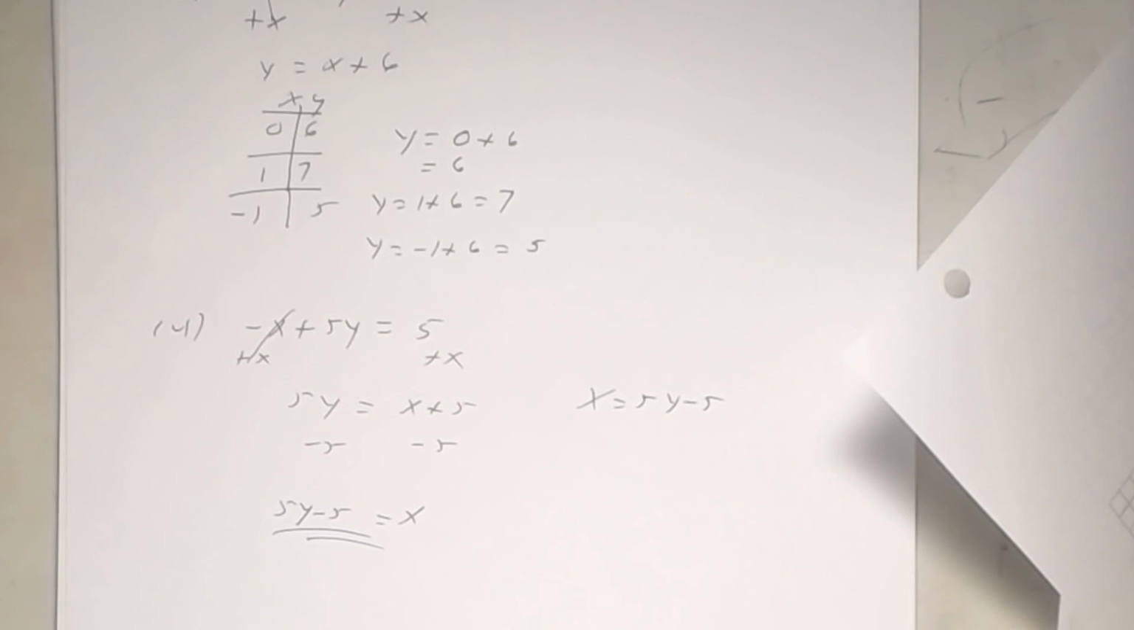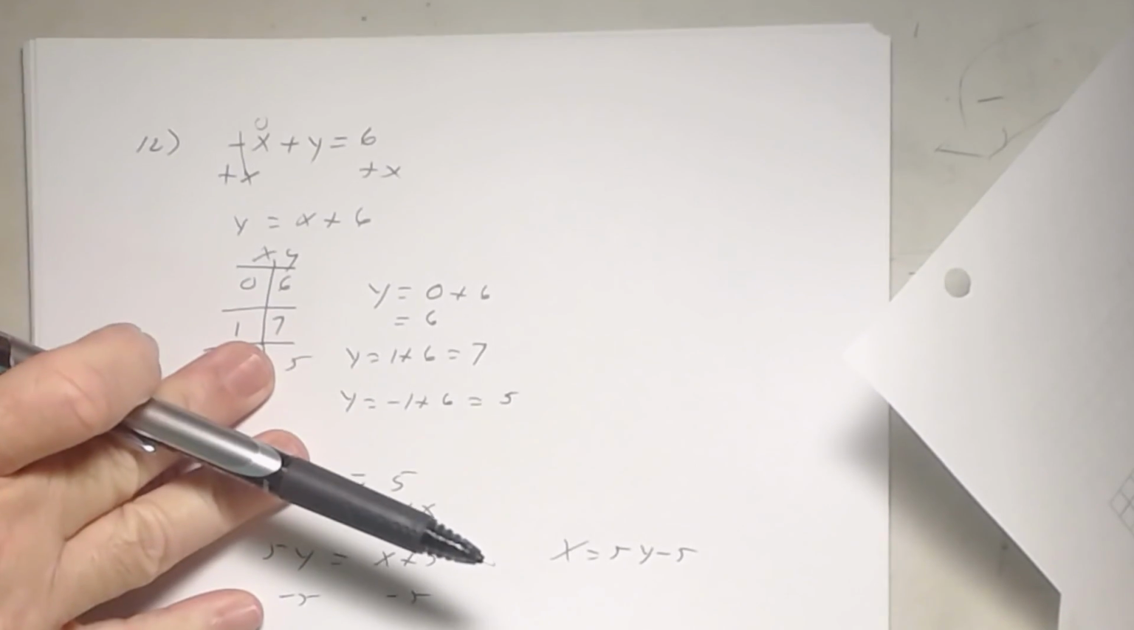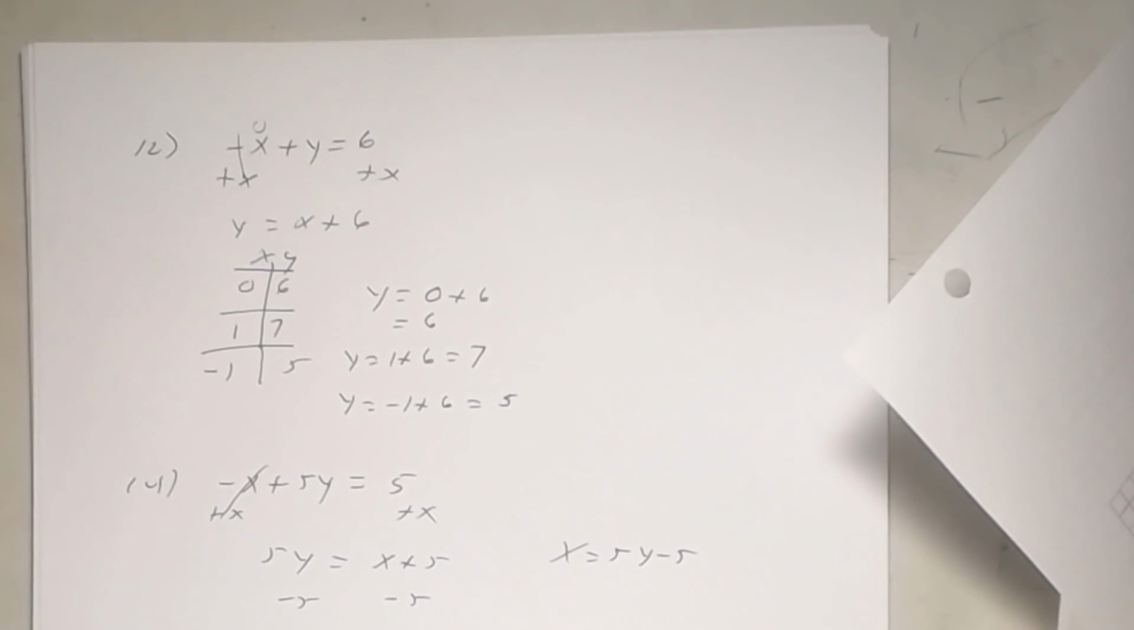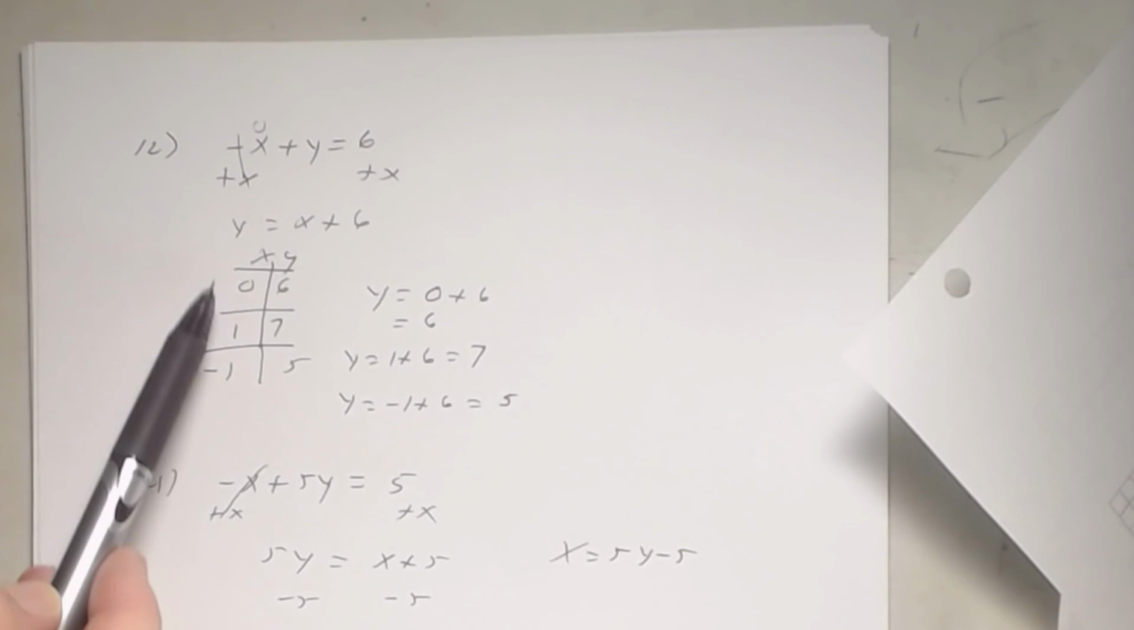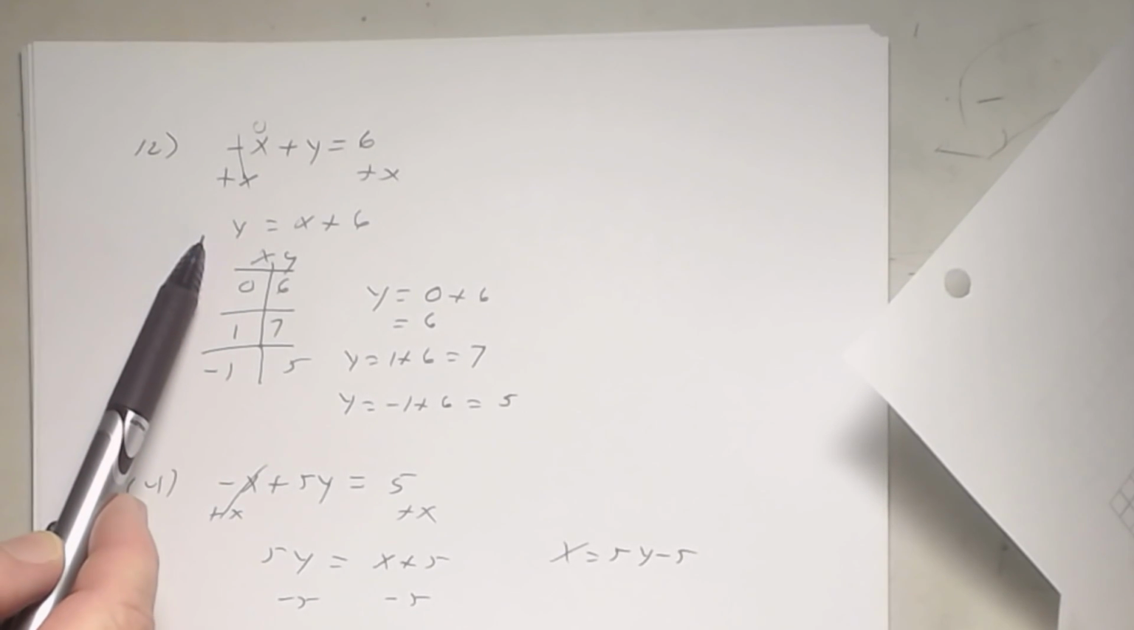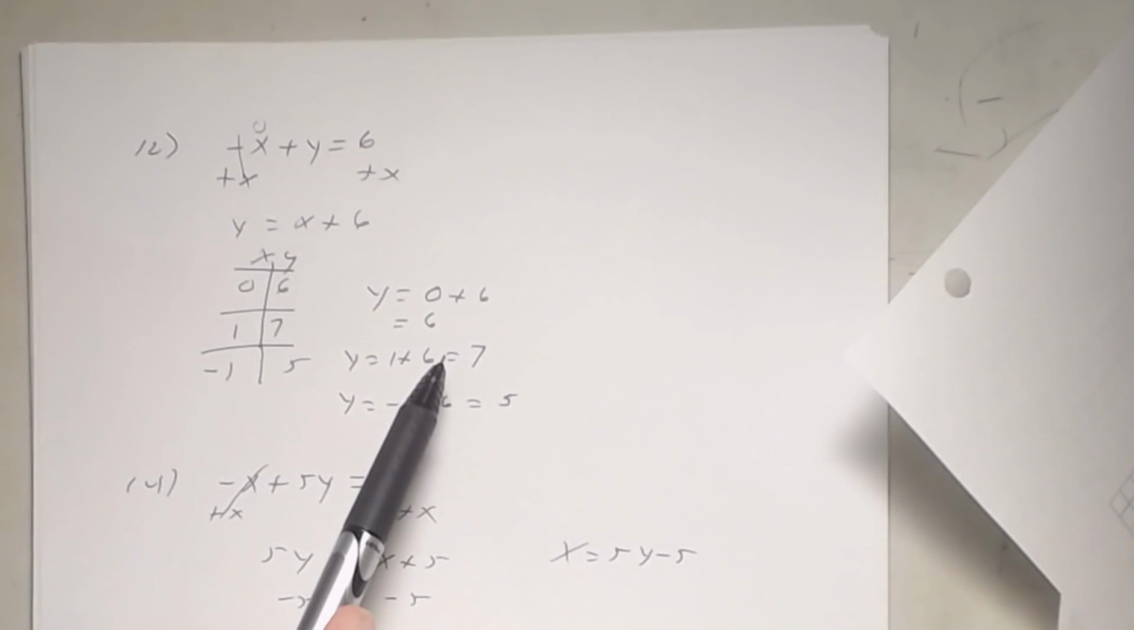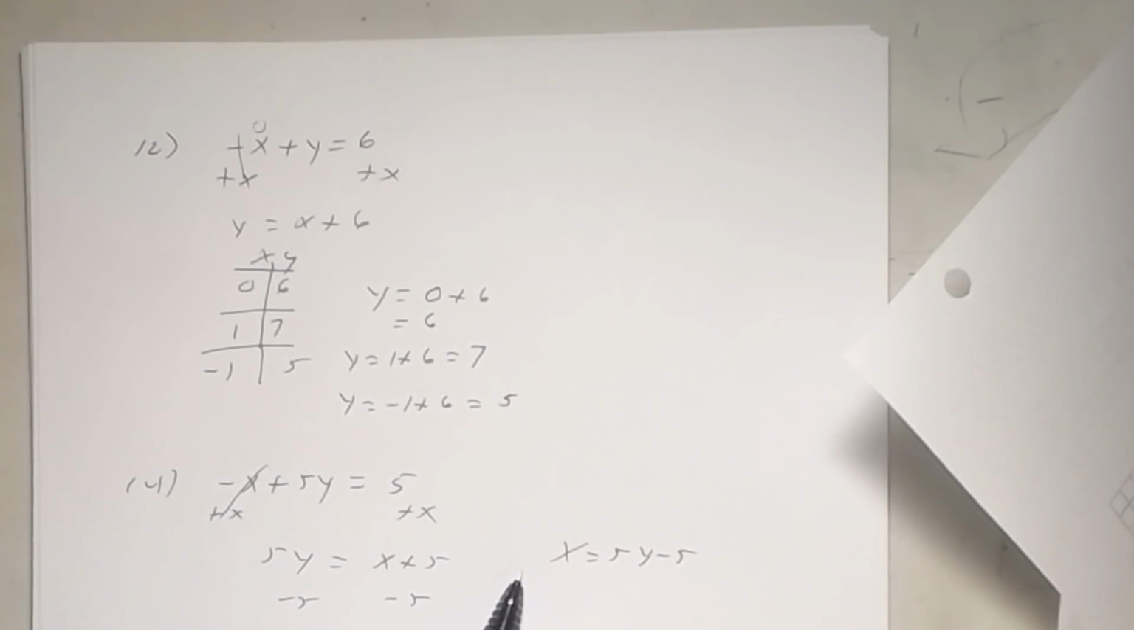But here's what you've got to remember. When we did number 12, what letter was by itself? Y. So when I said give me a 0, give me a negative number, give me a positive number, I substituted those numbers into what letter? X. All right? And the reason I did that into x was because what letter was by itself? Y. So y was written in terms of x. Here, what letter is by itself? X is written in terms of y.